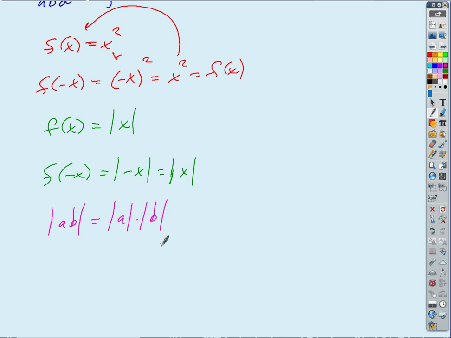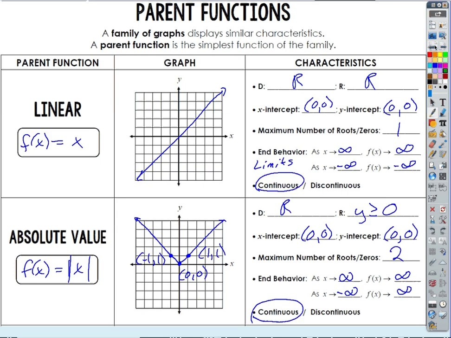So the absolute value of negative x, I could write as the absolute value of negative 1 times the absolute value of x. What's the absolute value of negative 1? 1, right? So that makes it the absolute value of x, which is f of x. So look what we got. f of negative x gave us back f of x. So it also passes the test for even symmetry, and so it should have line symmetry or folding symmetry about the y-axis, which it does, right? Okay?